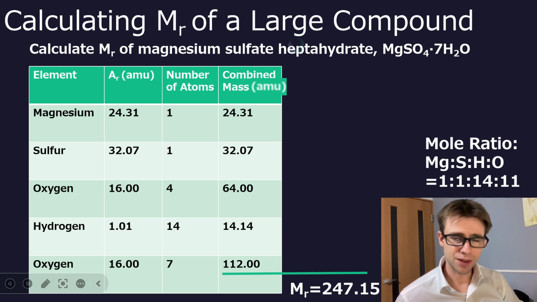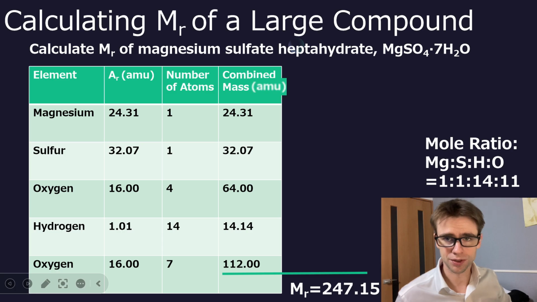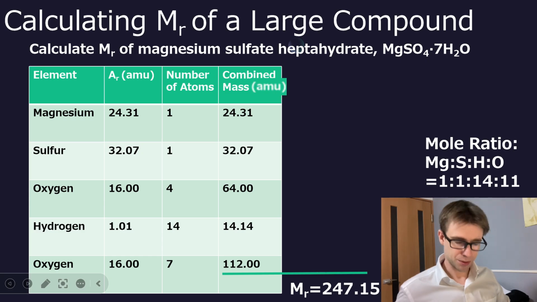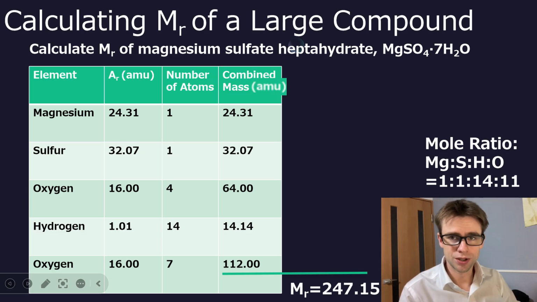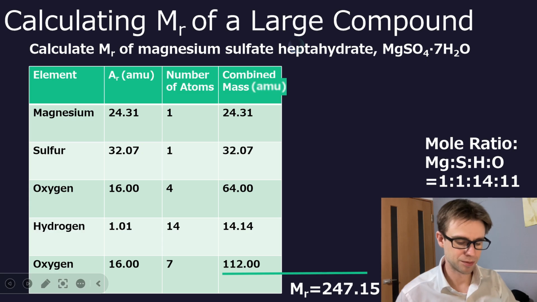And one last thing that I think is very useful to do is to check the mole ratio of everything within this formula. So the ratio of Mg to S to H to O is 1 to 1 to 14 to 11. I'm adding the 2 oxygen sides together, that's 4 plus 7. It's very often you'll need to compare ratios inside a formula like this, so I recommend being familiar with how to do this.